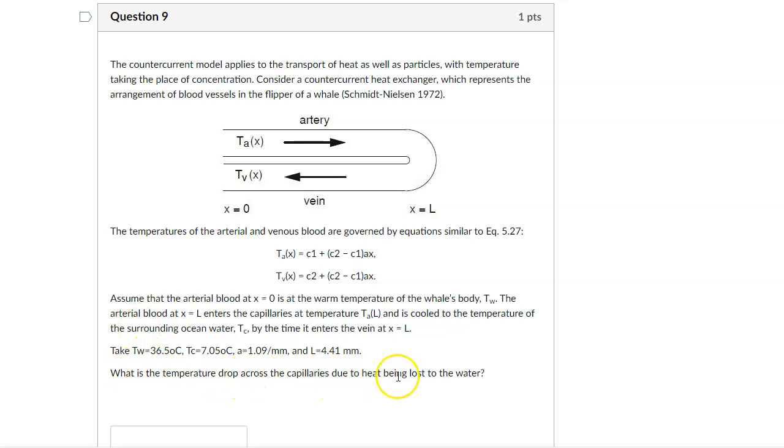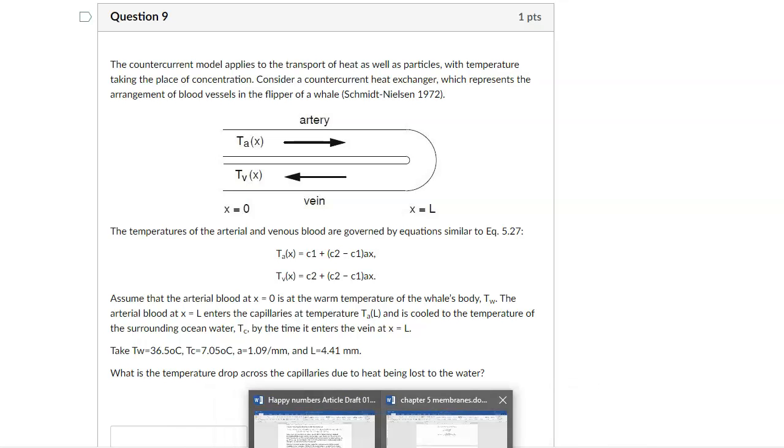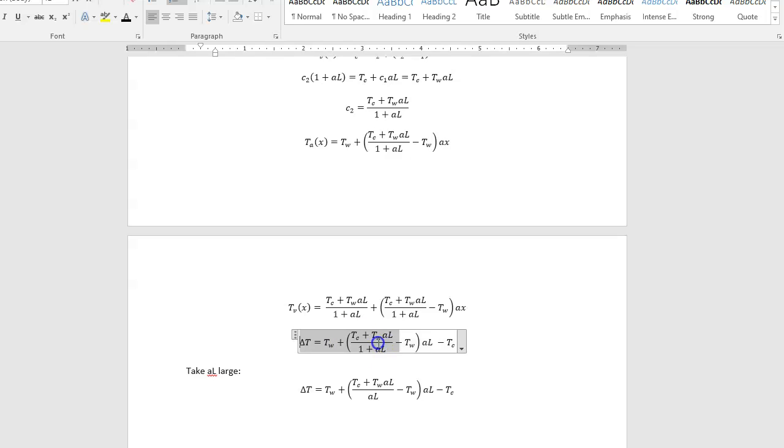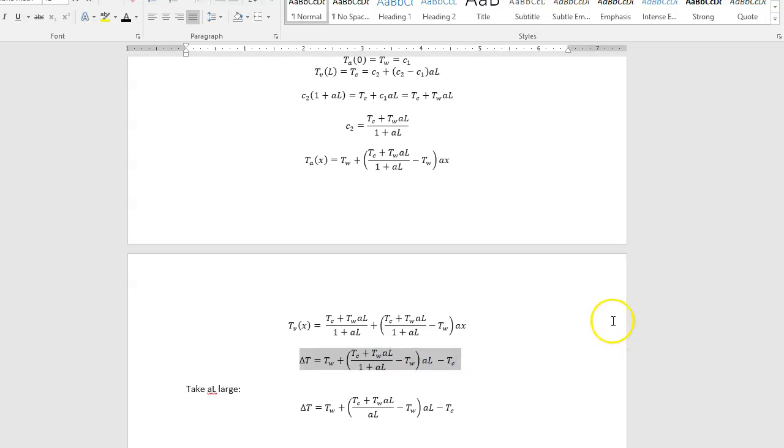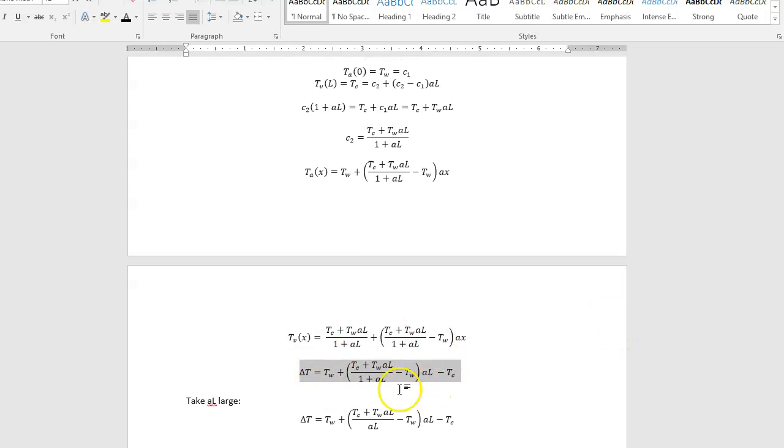What is the temperature drop across the capillaries due to the heat being lost to the water? So we've got all of our values, TW, TC, A, and L, and we're asked for this temperature drop due to heat loss to the water, and that is this delta T. So we're looking at plugging in all of our values into delta T, which is going to be proportional to the heat loss.